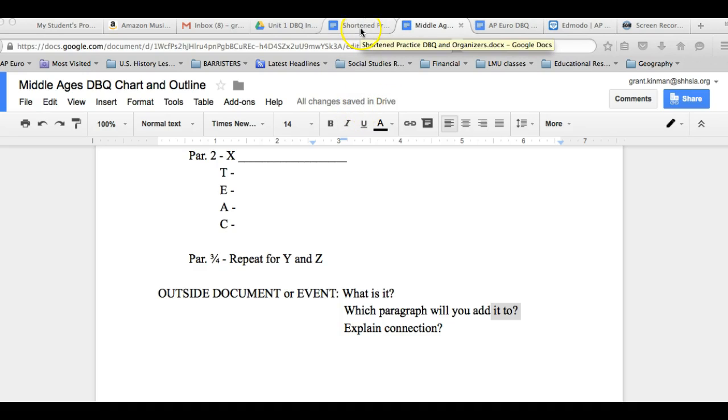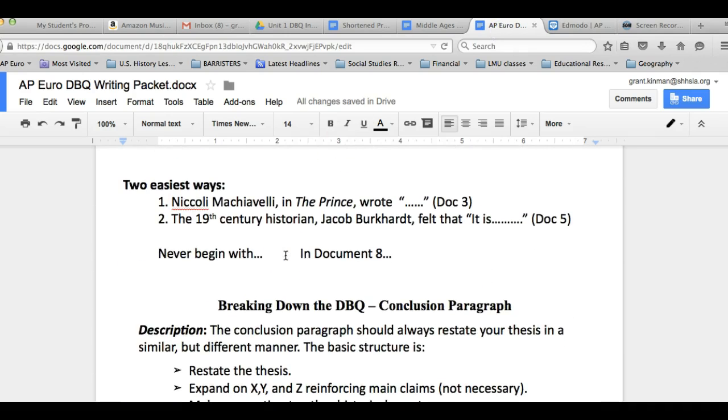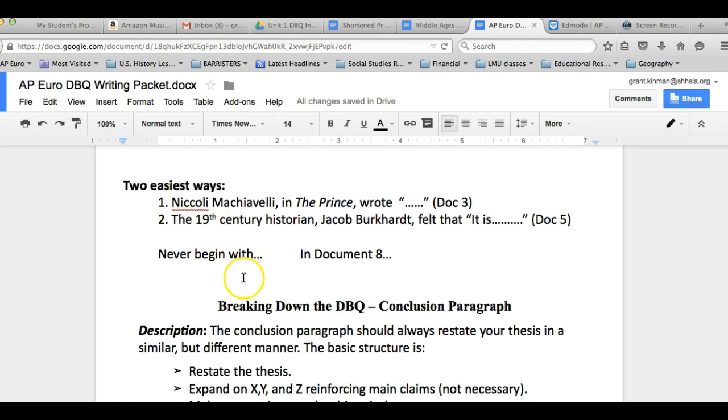Actually, one more thing. I want to make sure that you pay close attention to how you cite your documents in the DBQ. There's two very easy ways. Number one here is just writing the author, then a verb like wrote, and then you write the quote, and then you put in parentheses document 3. Okay? Here's another example. The 19th century historian Jacob Burckhardt felt that, and then his quote from his document. Keep it short. Don't have long quotes. Keep it very short. Document 5.